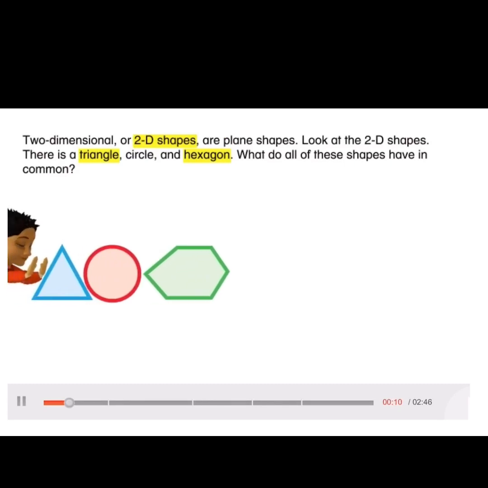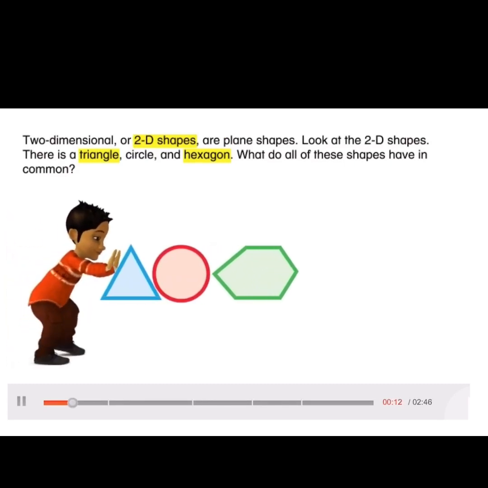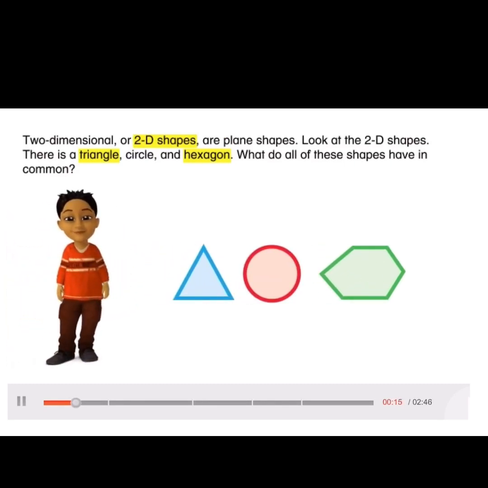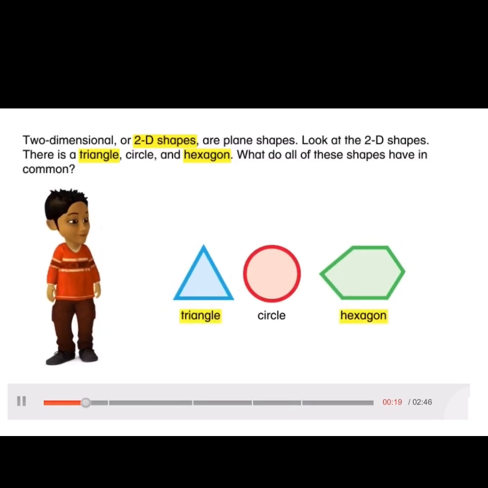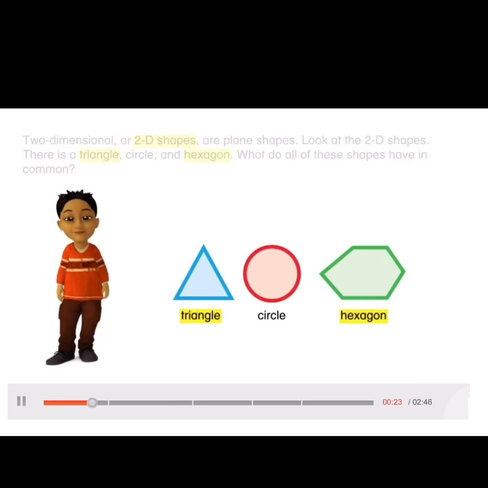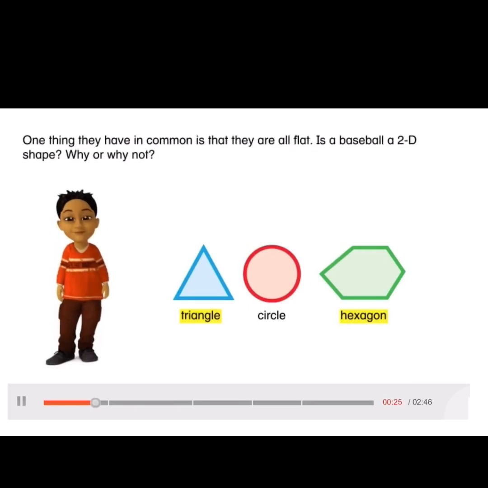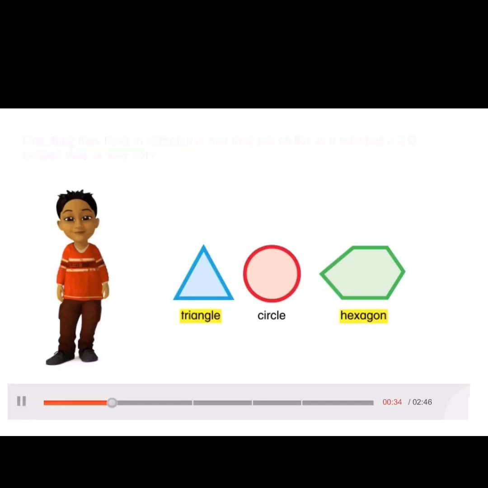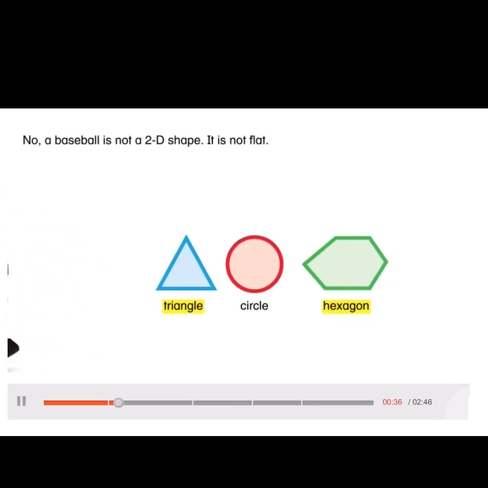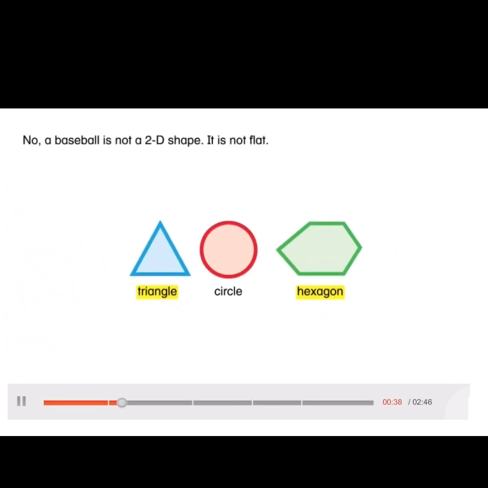Two-dimensional or 2D shapes are plane shapes. Look at the 2D shapes. There is a triangle, circle, and hexagon. What do all of these shapes have in common? One thing they have in common is that they are all flat. Is a baseball a 2D shape? Why or why not? No, a baseball is not a 2D shape. It is not flat.